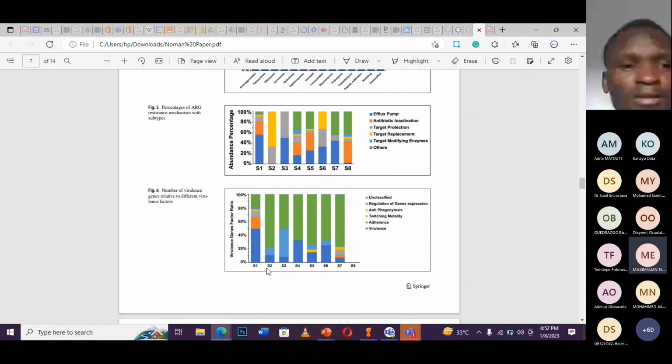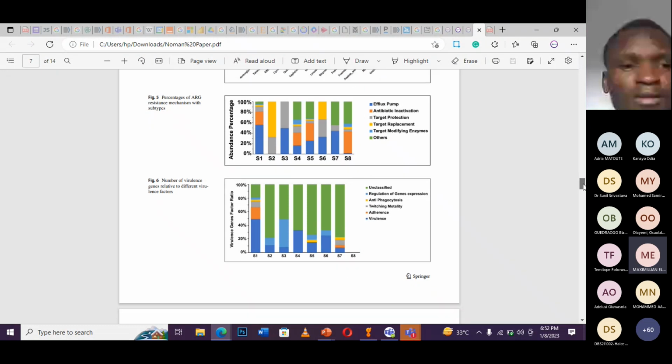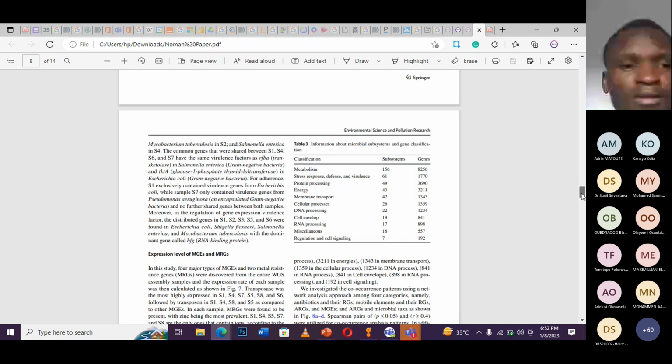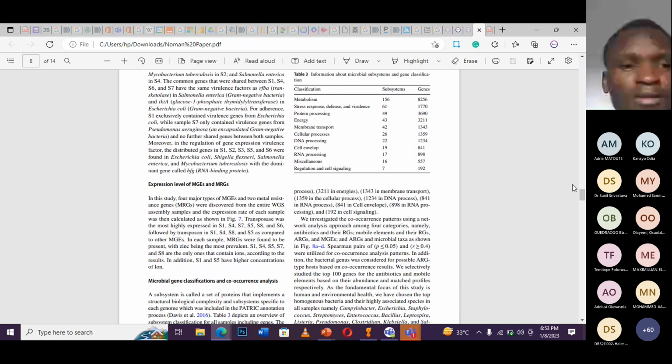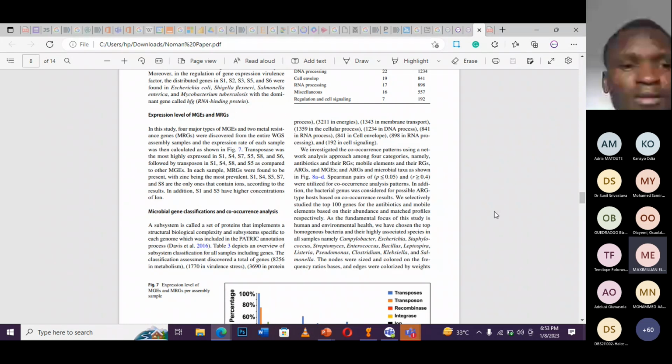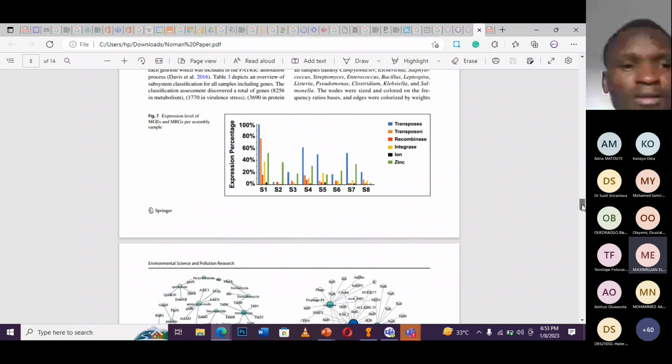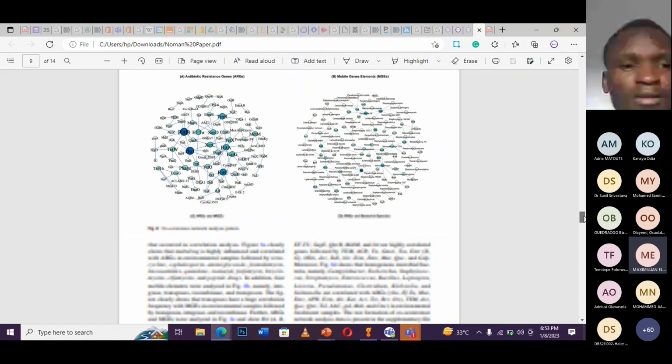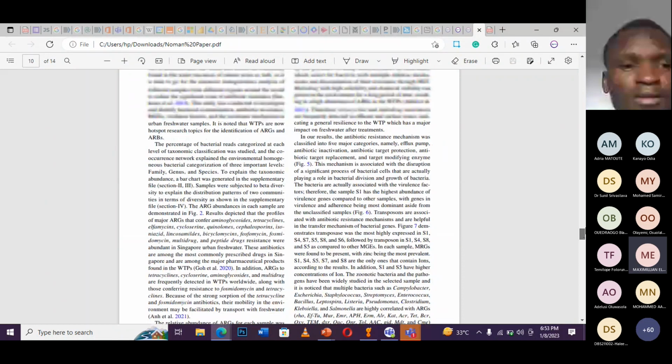This is done comparatively. Can you see samples 1, 2, 3, 4, 5, 6, 7, 8? So there are 8 samples here, and it was done comparatively. This is the classification. And this is the expression levels of MGEs and MRGs. As you can see here, then we have the mobile gene elements and metal resistance genes. This is the network analysis, and this is the discussion and conclusion.